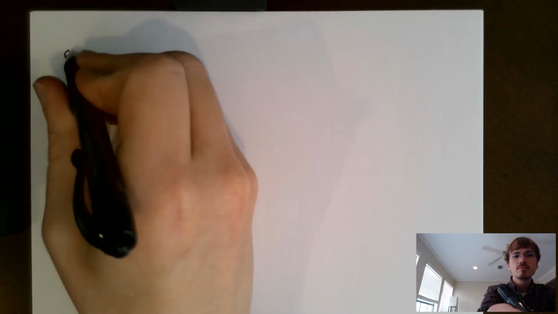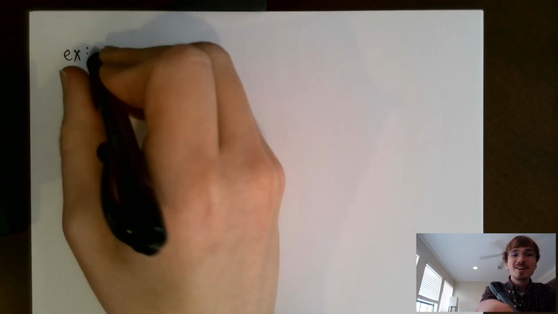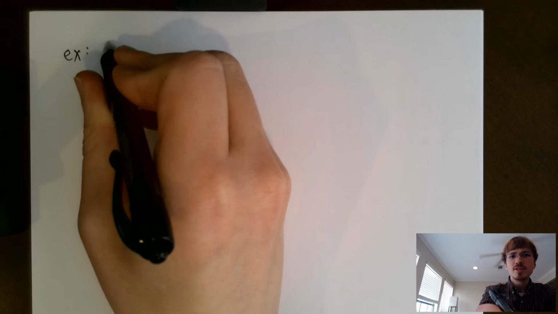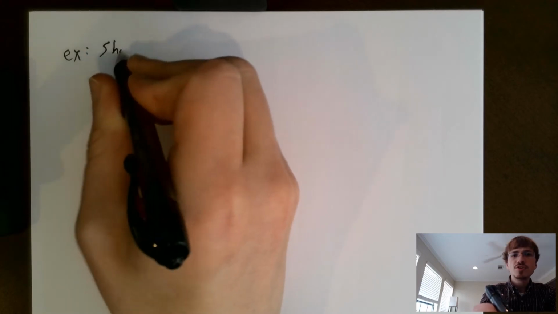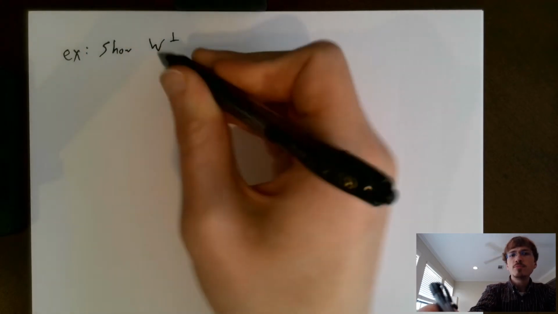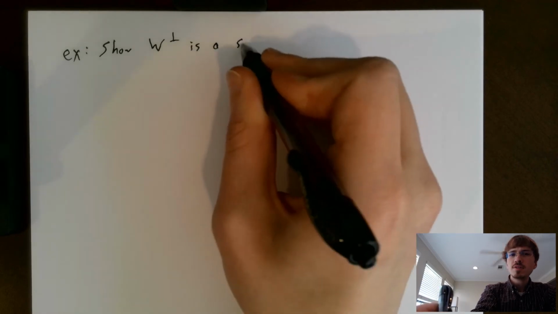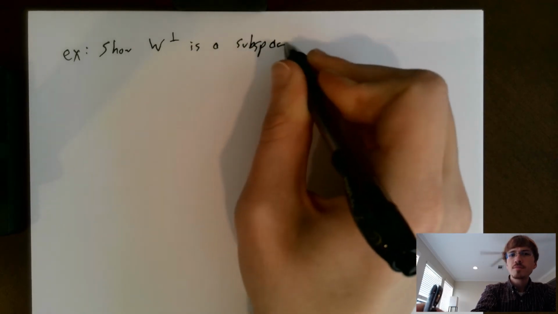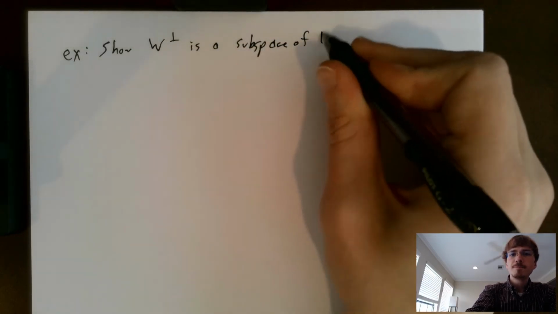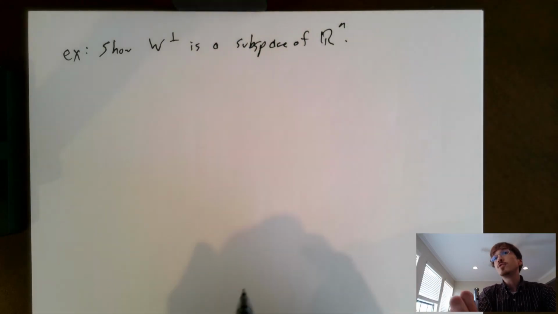All right. Let's do an example. And this is a good review of your subspace knowledge. Show that W perp is a subspace of Rn. You have all the tools that you need for this. Pause the video, see if you can give this a shot yourself.